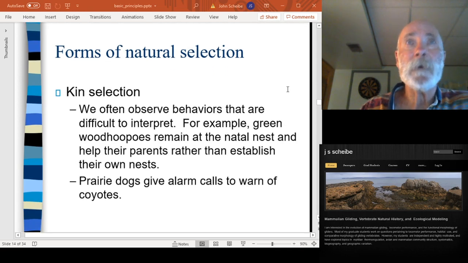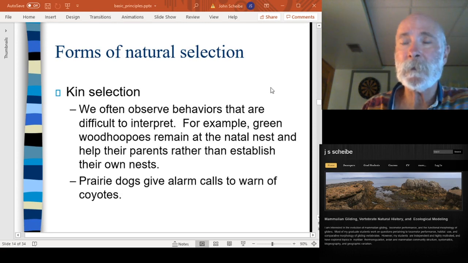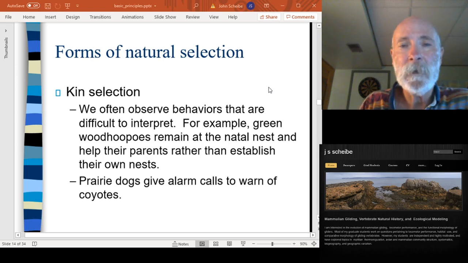The next form of natural selection is kin selection, and the example we used for this was the prairie dogs. Prairie dogs give alarm calls, and prairie dogs live in towns, and in the particular burrow that they occupy, they're surrounded by their kin. So when a prairie dog gives an alarm call, it is saving copies of its alleles in the form of its kin. So it sacrifices its own life, or it puts its own life in danger, but in doing so, it saves all these extra copies of its alleles in the form of its kin.